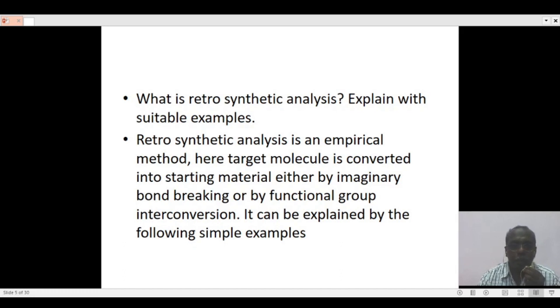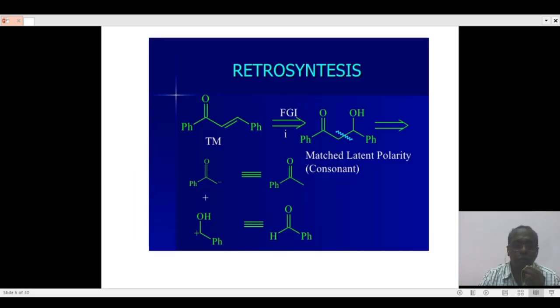What is retrosynthetic analysis? Explain with a suitable example. Retrosynthetic analysis is an empirical method. Here the target molecule is converted into starting material either by imaginary bond breaking or by functional group interconversion. It can be explained by the following simple example. Here one organic molecule is taken. In that organic molecule there are two functional groups. One is a carbonyl group, another one is an olefinic double bond. Both ends of these functional groups are connected by a phenyl group.